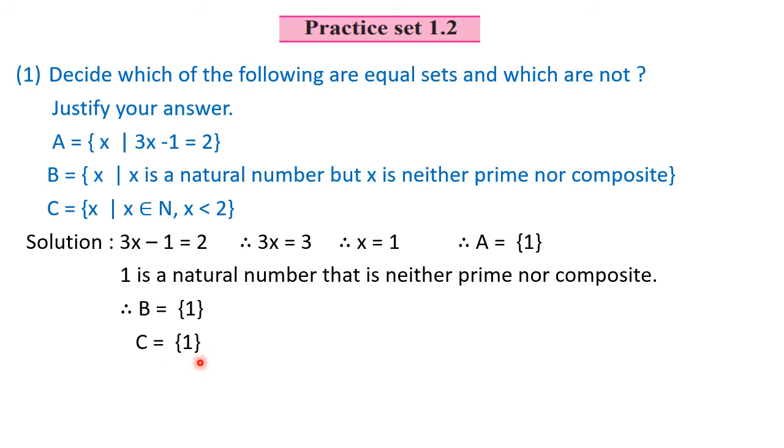So again set C also contains one element. Now observe set A, set B and set C. Are they equal? Yes, because they contain exactly the same elements. The elements in set A, B and C are identical, and therefore we can say that set A is equal to set B is equal to set C. Okay, we have written them in the listing method or roster method. That is our justification for the answer A is equal to B is equal to C.